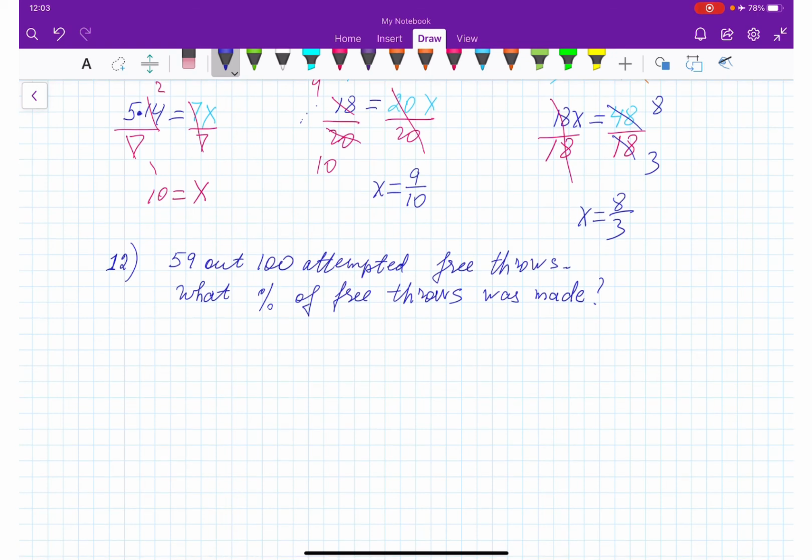So 59 out of 100. So we are doing a ratio, 59 over 100.